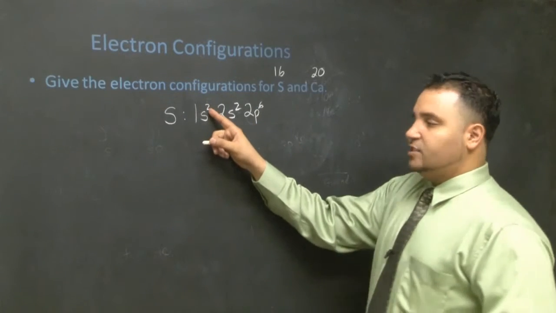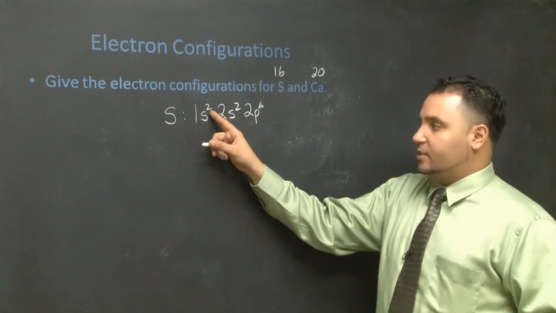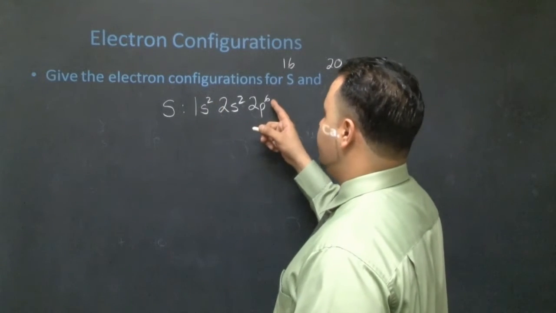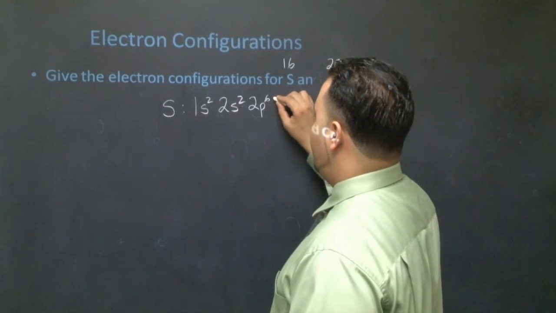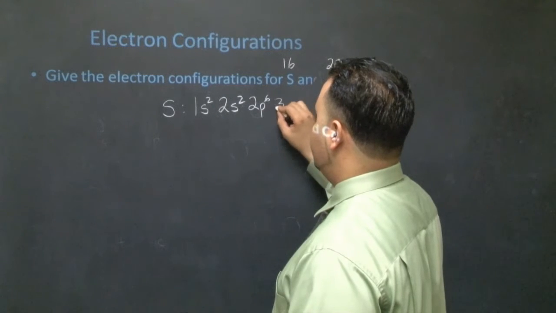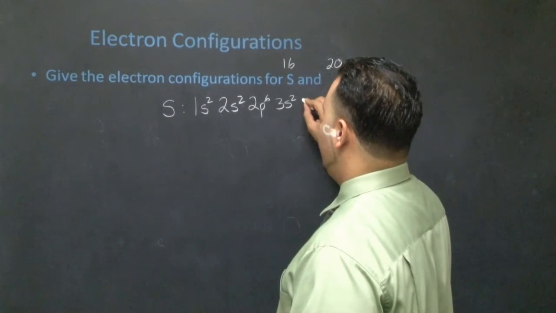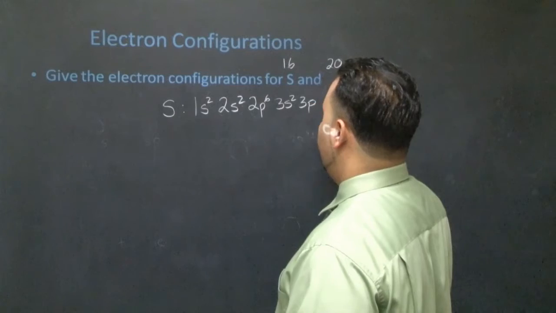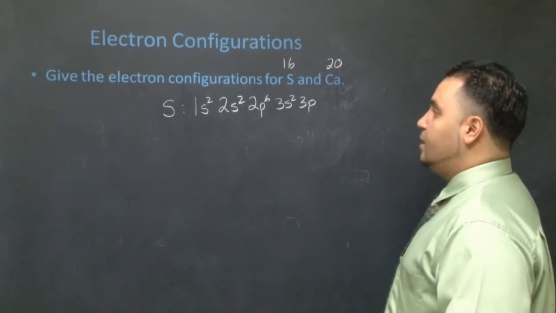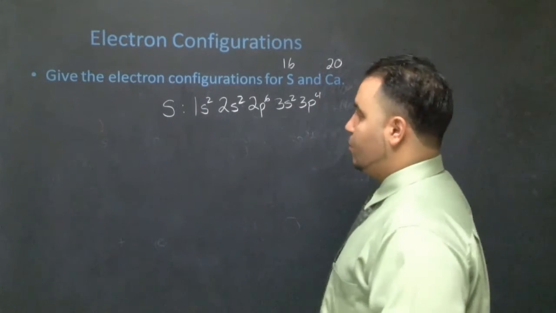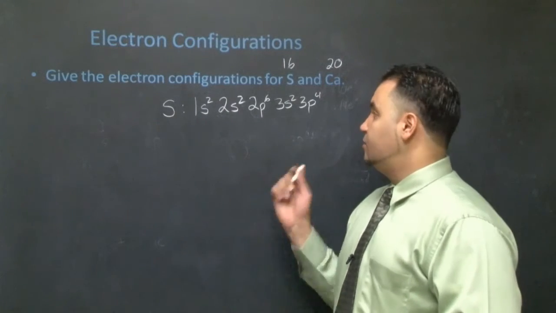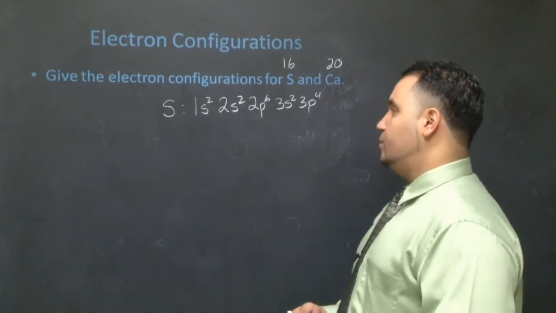Right? Now, these exponents here represent the number of electrons. So already I have 10 electrons. But I need 16, so we keep going. The next one after 2p is 3s2. Okay, and then I need 3p what? Okay, so that's 12. And so I need 4 more, and that is going to be the electron configuration for sulfur.